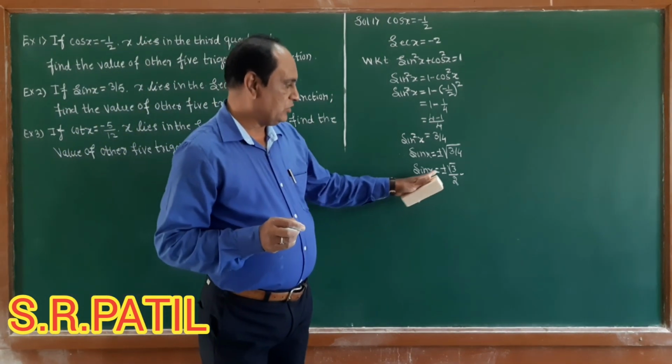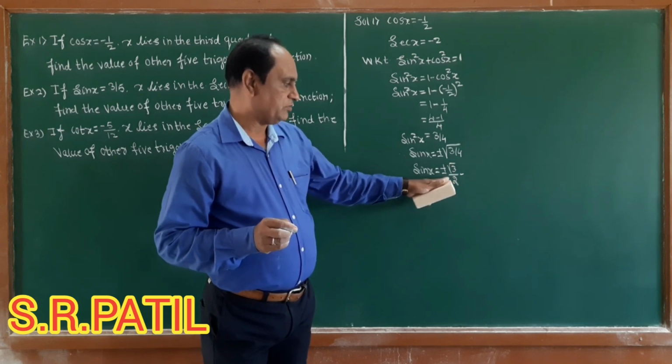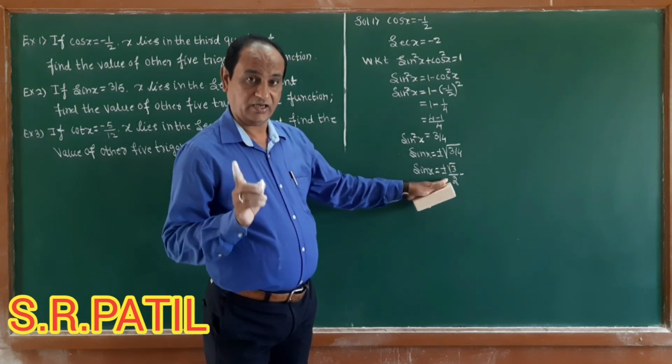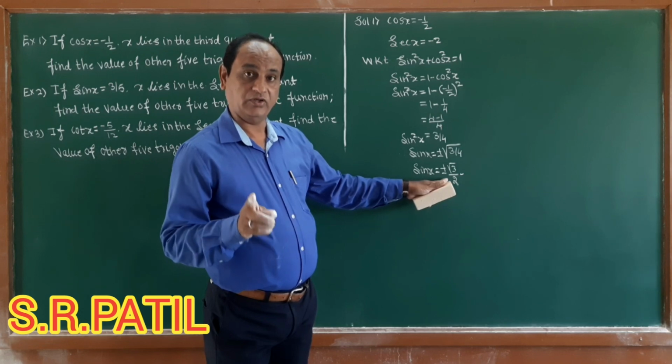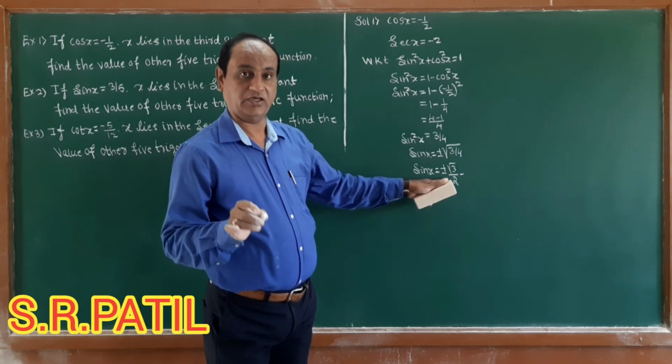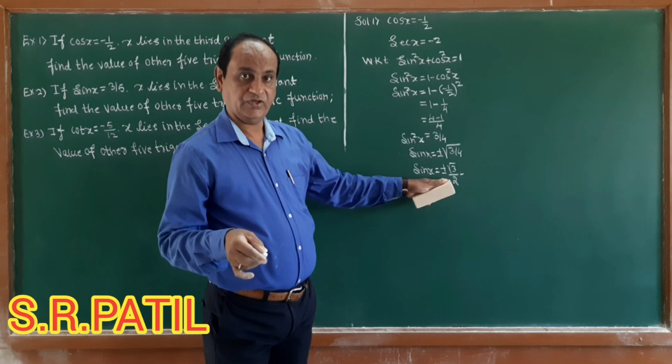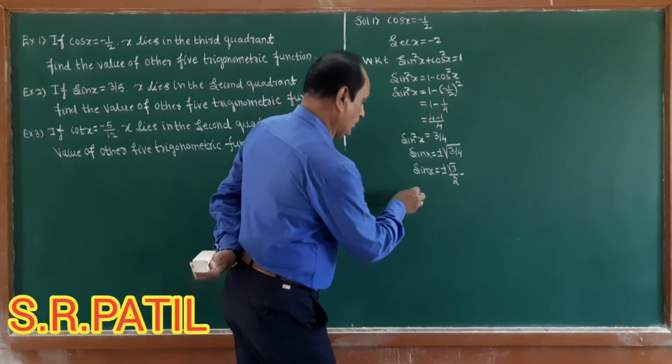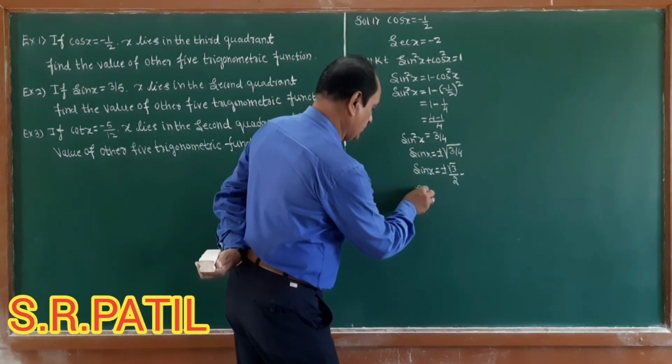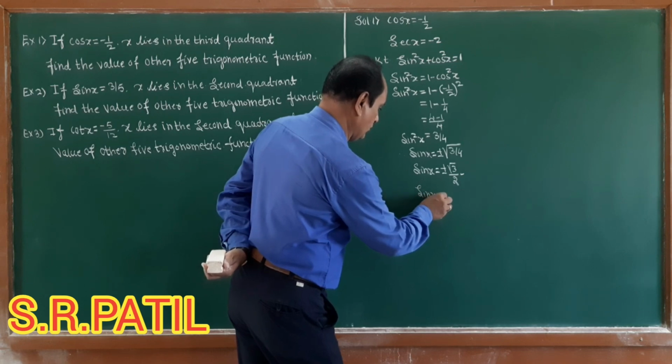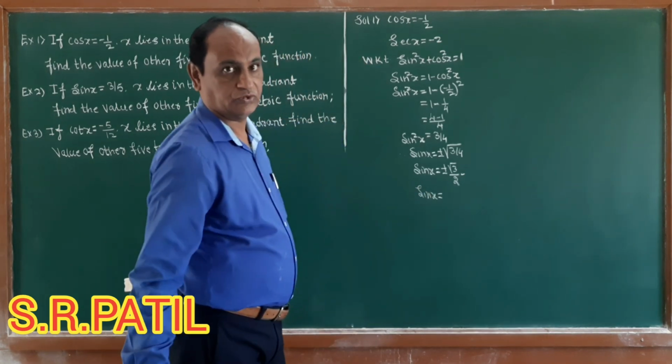Sin x is equal to plus or minus root 3/2. These two values come. Which of these two values will you consider and which will you reject? You have to consider the value of sin x. Very simple. Sin x is negative or positive.